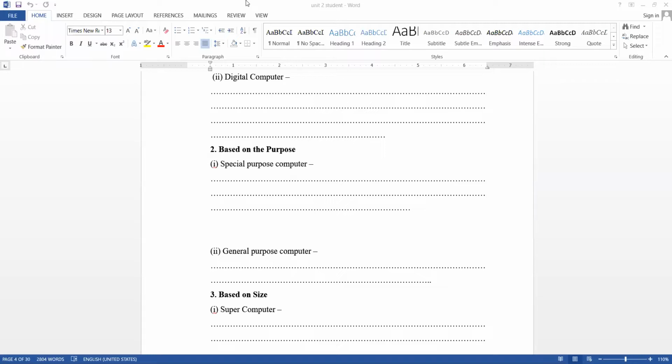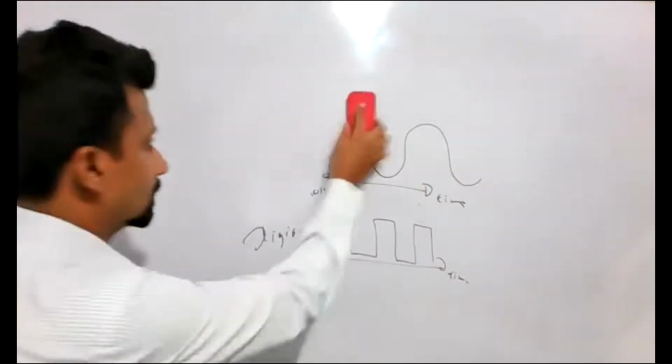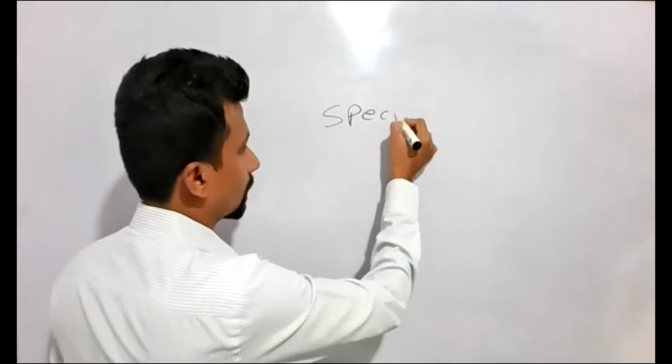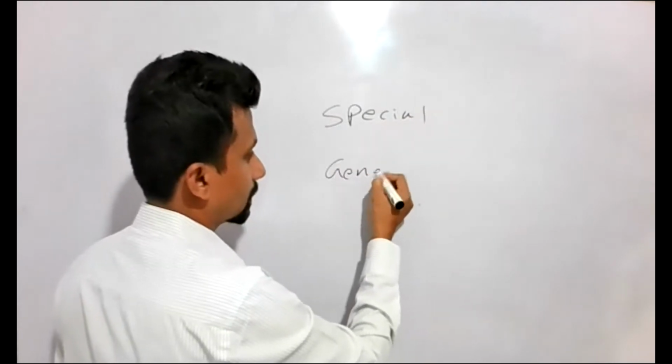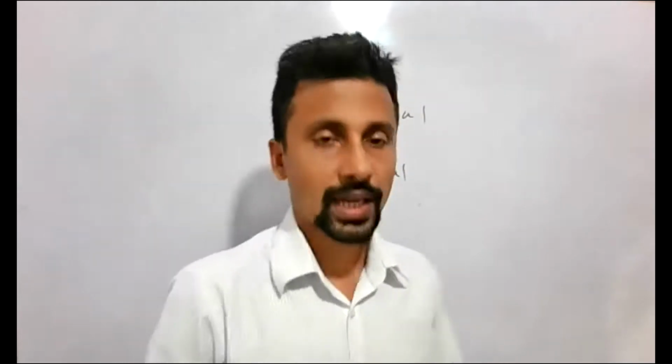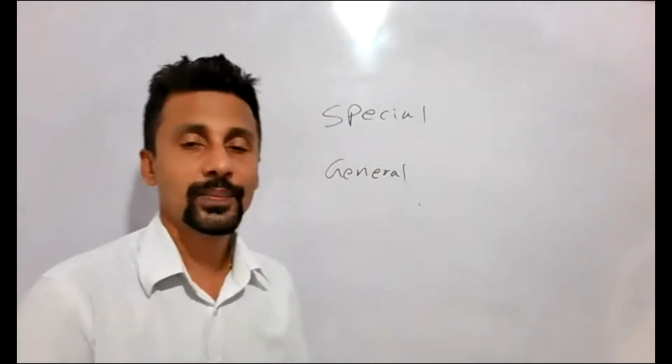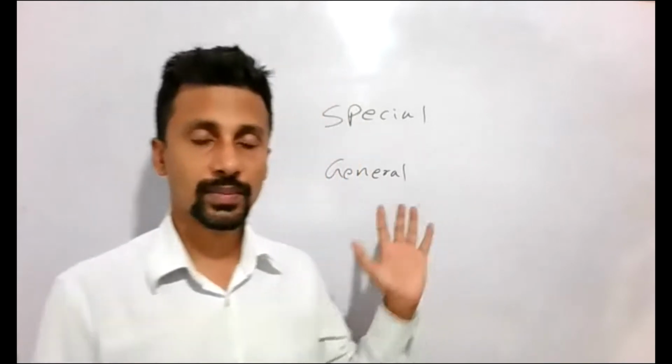Okay, then we'll see according to purpose. That means when you get computers, you have two different purposes. One is special purpose, the other one is general purpose. Now, what we have in our homes, we don't have any special computers. We have general computers, so our laptops, desktops, whatever the tabs, those come under general computers. What do you mean by special computers?